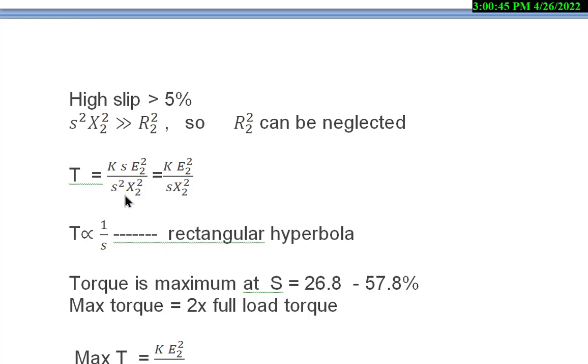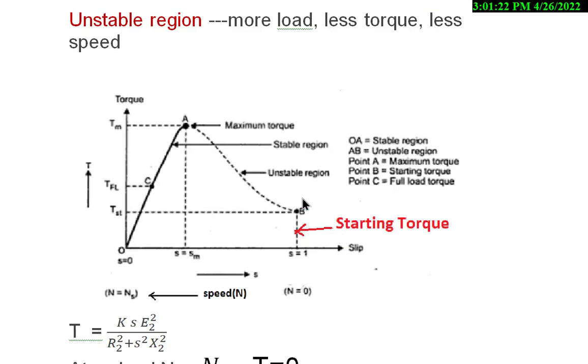K into S into E2 square divided by S square X2 square. So one S is going to get cancelled. Then the equation will become K into E2 square divided by S X2 square. Since X2 and E2 are constant, K into E2 square by X2 square is also a constant. So the torque will become inversely proportional to the slip, and that is nothing but a rectangular hyperbola characteristic like this.